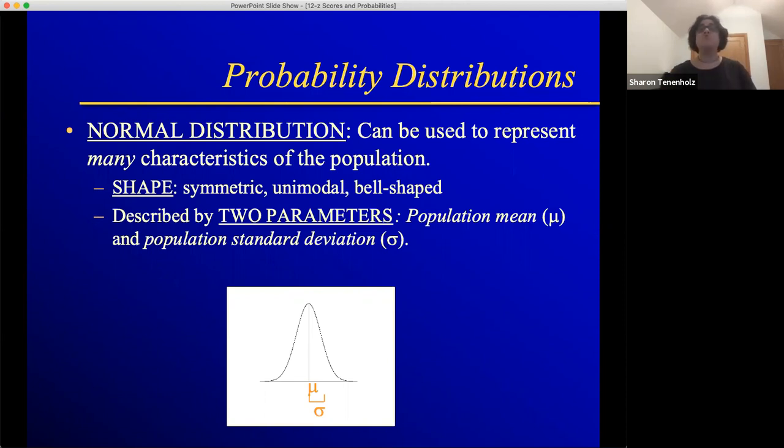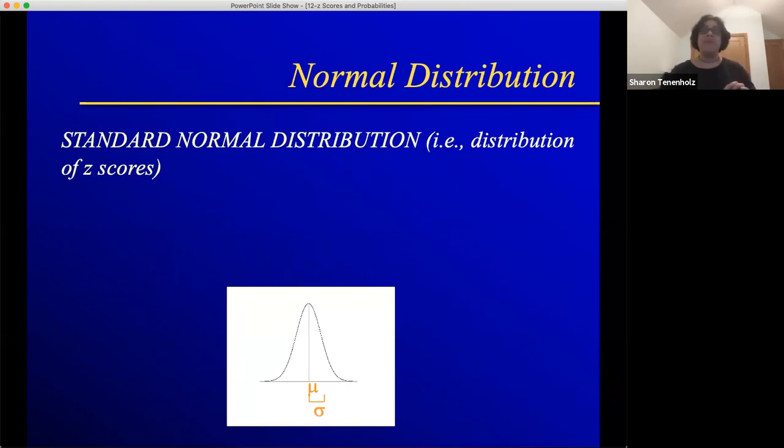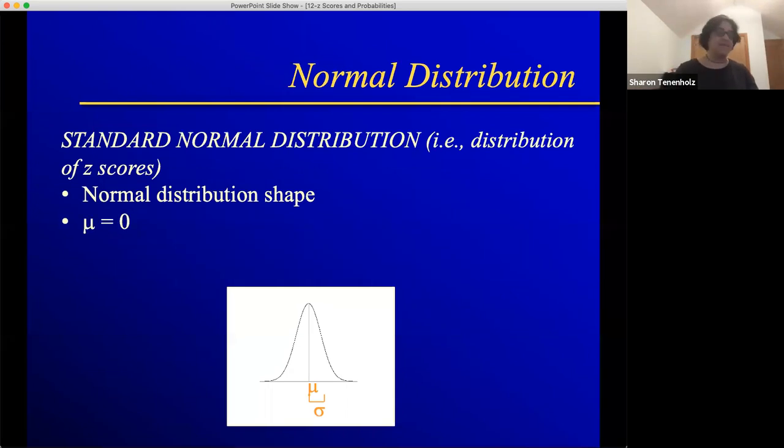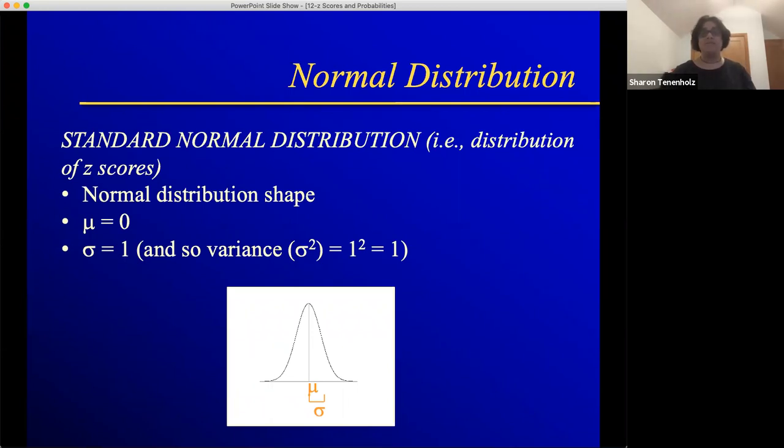If those scores were normally distributed to start with, and I convert all of the scores to z-scores, I would wind up with a standard normal distribution, which again has the same bell shape, but the mean is 0 and the standard deviation is 1. And since variance is standard deviation squared, the variance would also be equal to 1 for the standard normal distribution, the distribution of z-scores.